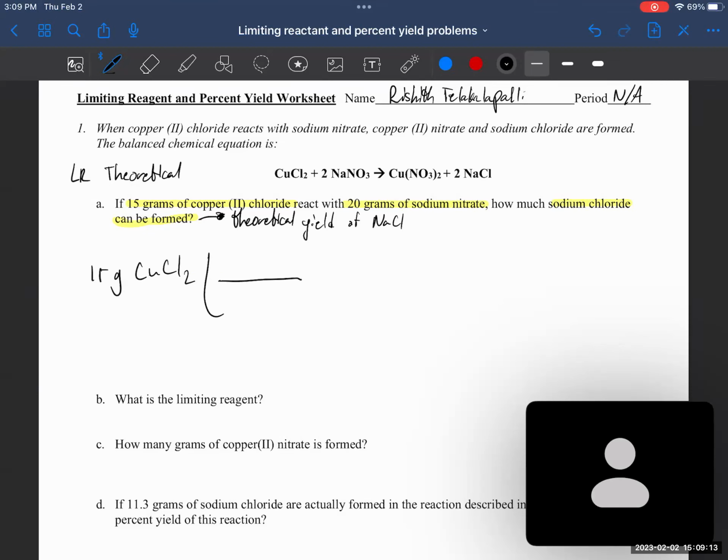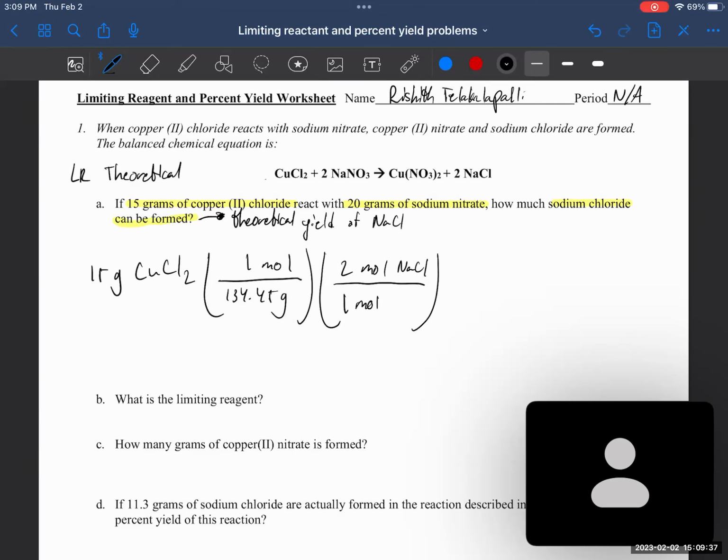Can anybody tell me the molar mass of copper 2 chloride? 134.45 grams per mole. And then we need to get sodium chloride. So let's get everything into moles of sodium chloride. For every 1 mole of copper 2 chloride, there's 2 moles of sodium chloride. And I got that from this balanced chemical equation, because if there's nothing there, you just put a 1, and then there's a 2 right here. So now we do the same thing.